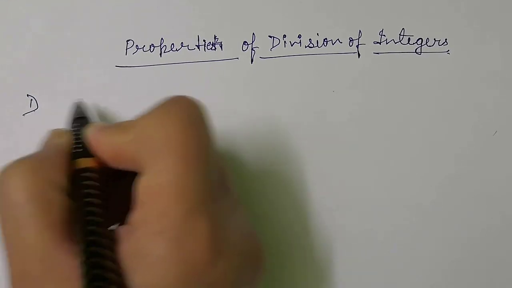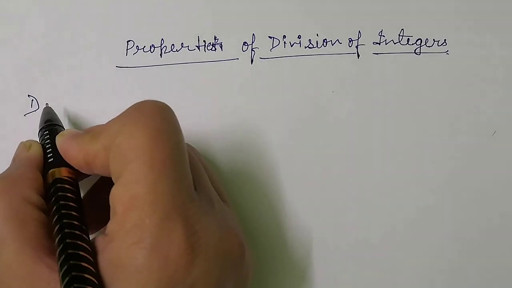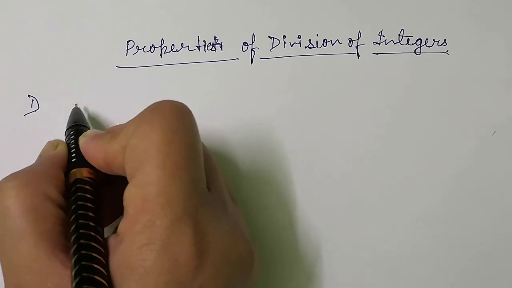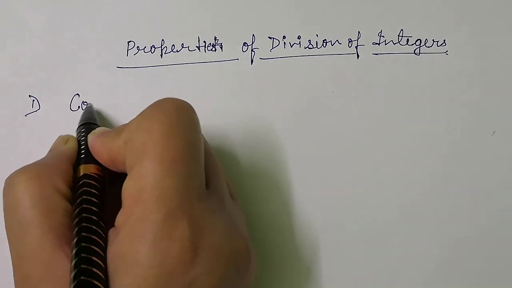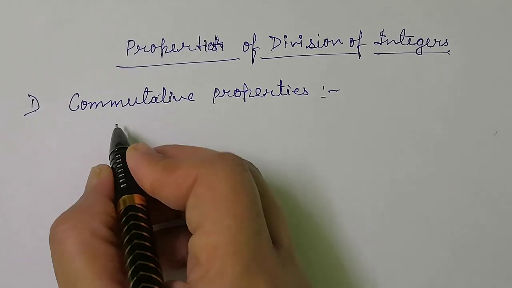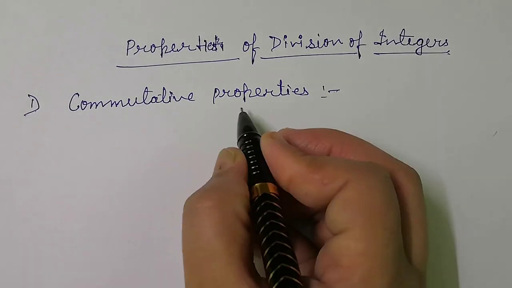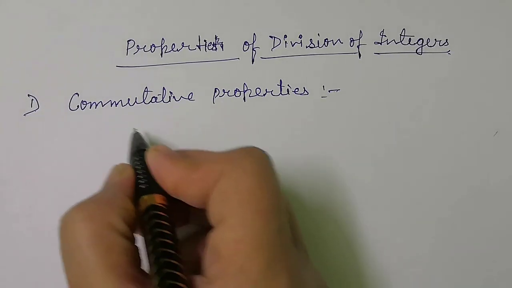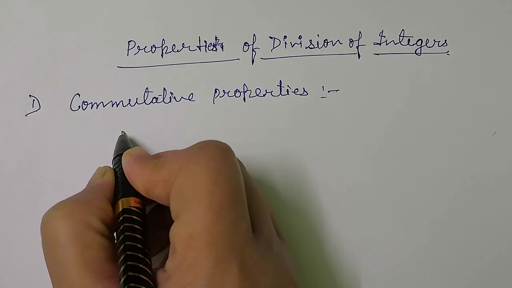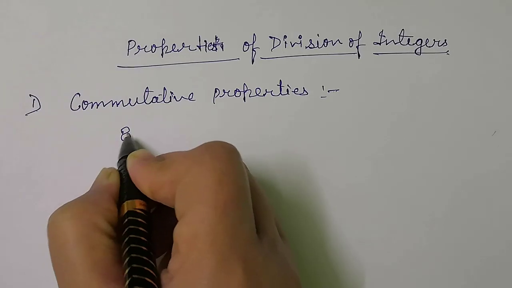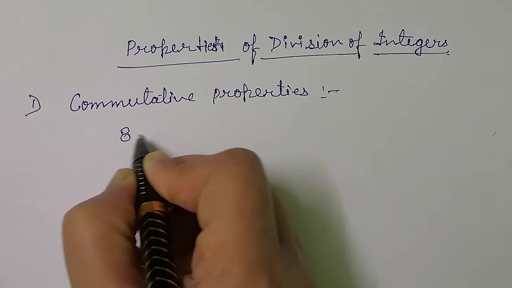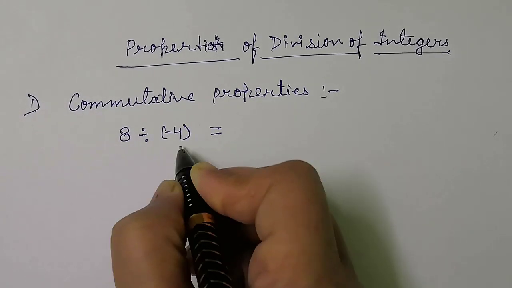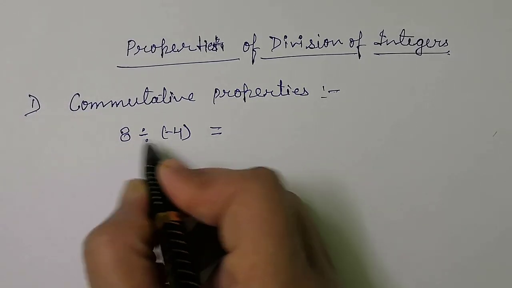First of all, just like addition and multiplication, I taught you the commutative properties. Now let's see the commutative property of division, meaning whether division is commutative or not. Take one example, like 8. When we divide 8 by minus 4, see what we will get.